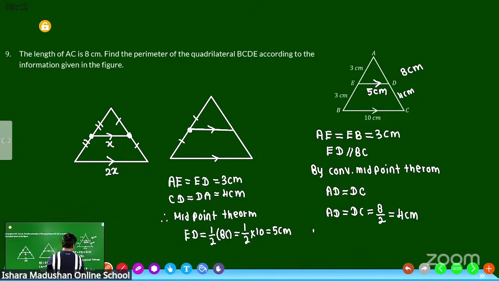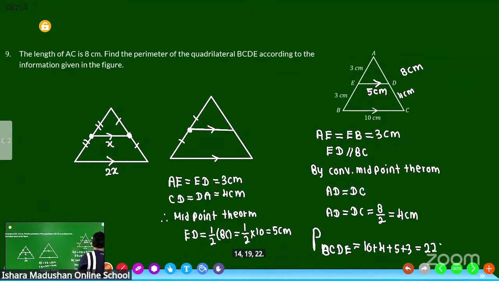Now I can find the perimeter of BCDE. 10 plus 4 plus 5 plus 3. 14, 19, 22. 22.